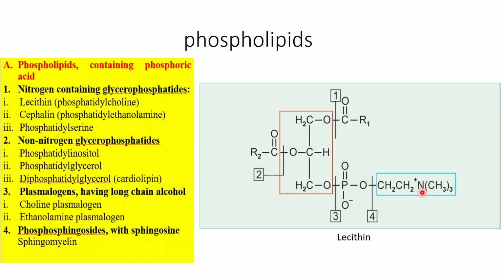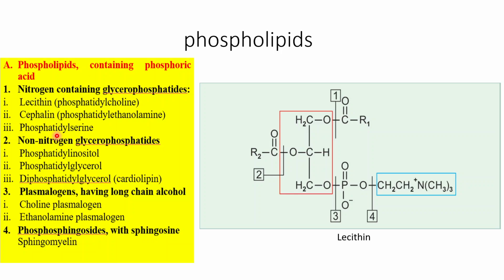Phospholipids are again classified based on the alcohol, glycerophosphatides, and on whether they are nitrogen containing or non-nitrogen containing. So this is a nitrogen containing glycerophosphatide. The example is lecithin, also known as phosphatidylcholine. Similarly we also have cephalin and phosphatidylserine, which are also examples of nitrogen containing glycerophosphatides.